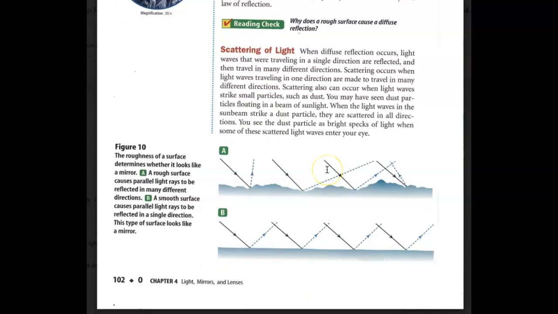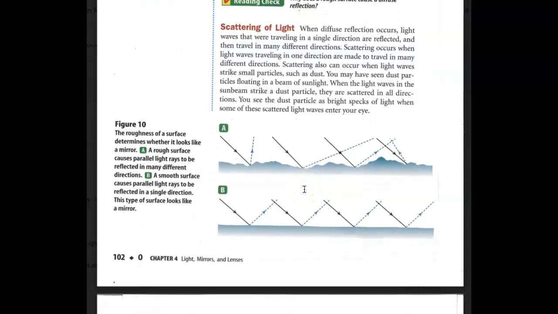The scattering of light. When diffuse reflection occurs, light waves that were traveling in a single direction are reflected and then travel in many different directions. Scattering occurs when light waves traveling in one direction are made to travel in many different directions. Scattering also occurs when light waves strike small particles such as dust. You may have seen dust particles floating in a beam of light. When the light waves in the sunbeam strike a dust particle, they're scattered in all directions. You see the dust particle as bright specks of light when some of these scattered light waves enter your eye.